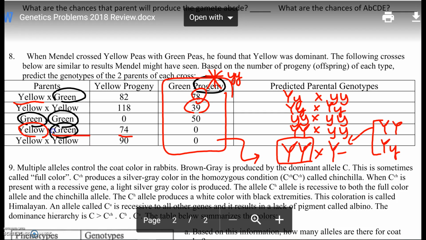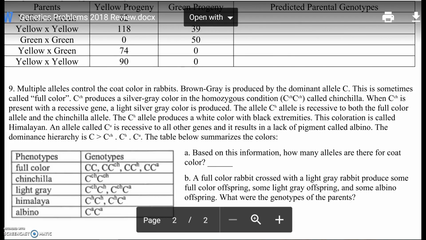Because this one had a green parent. So you know this one has to be little y times big Y, big Y. But in the other case, they were both yellow. All right, let me do this chinchilla one. I can tell you there's nothing as challenging as that one on the test.